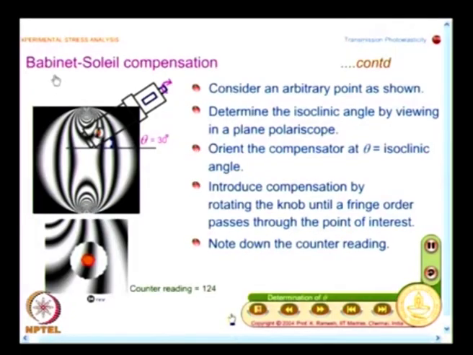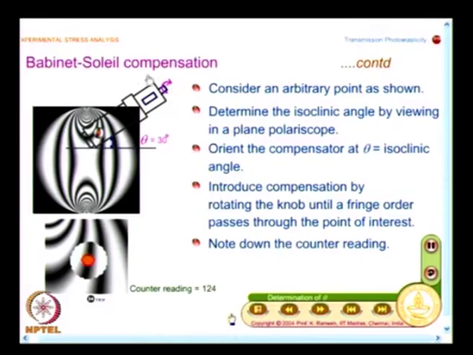Though your interest is to find out only the fringe order n, even to find out the fringe order n, the first step is to identify the isoclinic at the point of interest. This is a key point. Once you understand this, you can also appreciate what we do in digital photoelasticity later. And what you saw was we had Babinet-Soleil compensation.